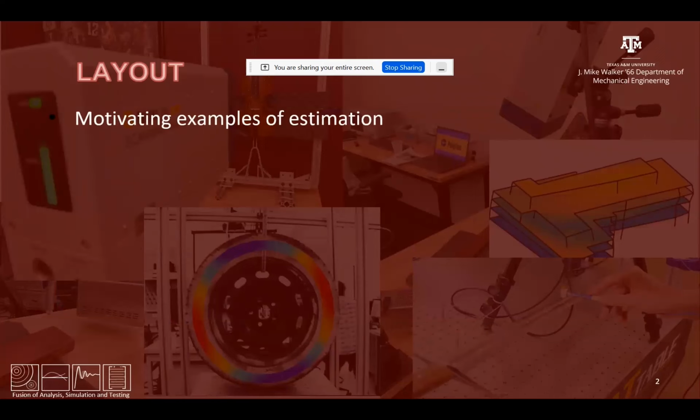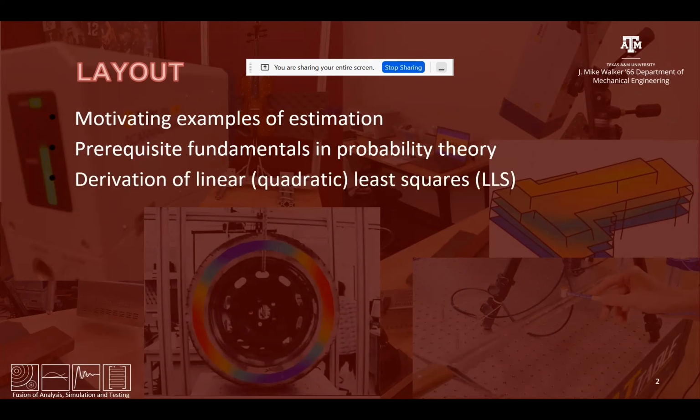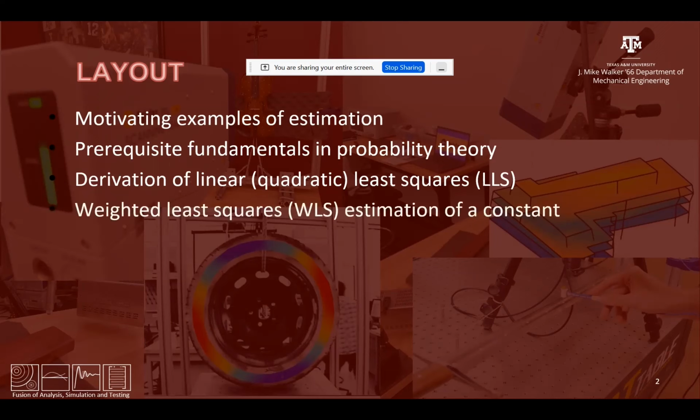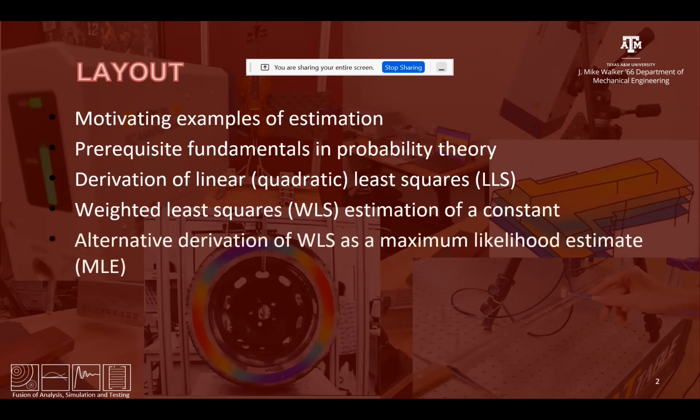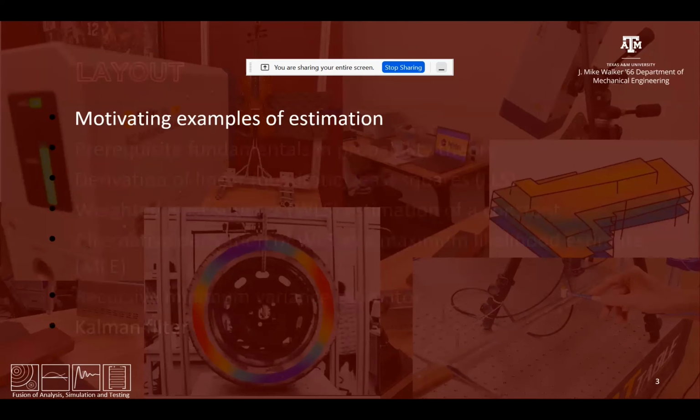The layout will start with some motivating examples of estimation, then we'll cover some fundamentals in probability theory, then we will derive the linear least squares estimator, and you'll know why there's quadratic in there once we get there. And then we will derive the weighted least squares estimator. From there, I'll show you an alternative derivation of the weighted least squares as a maximum likelihood estimate, or MLE for short. And then we will cover what it means to have a recursive estimator. And eventually, if we're lucky, if you guys are not tired, we'll cover the Kalman filter.